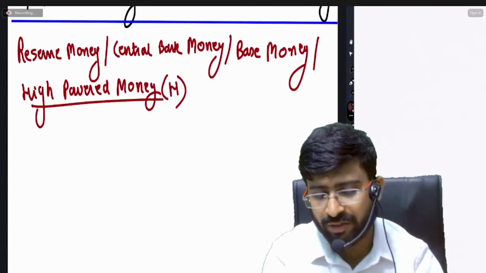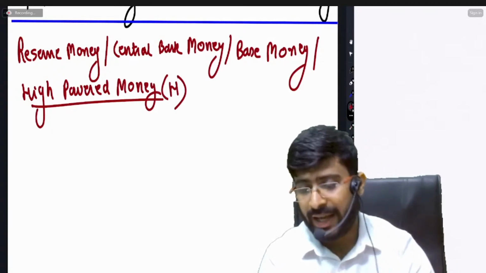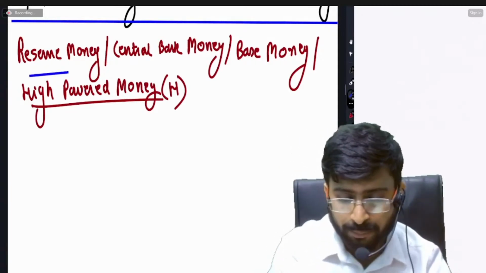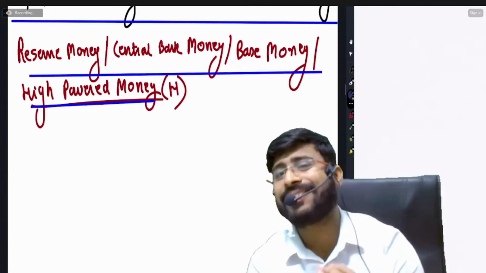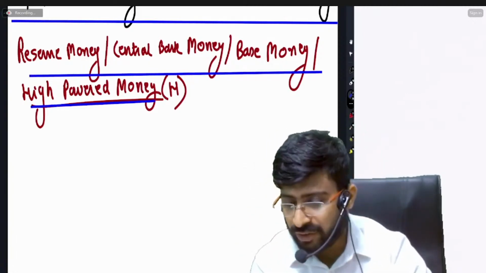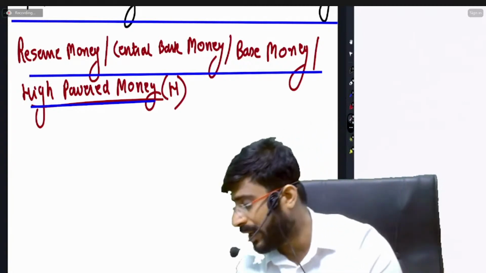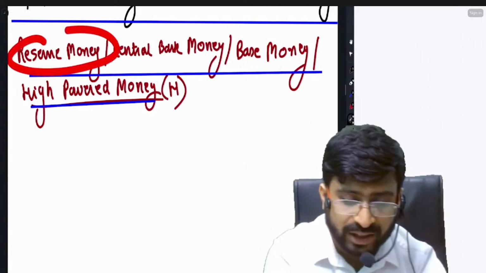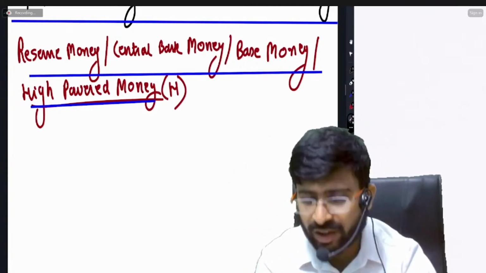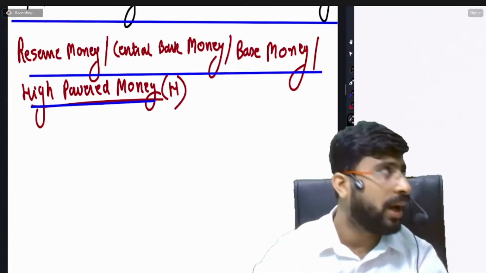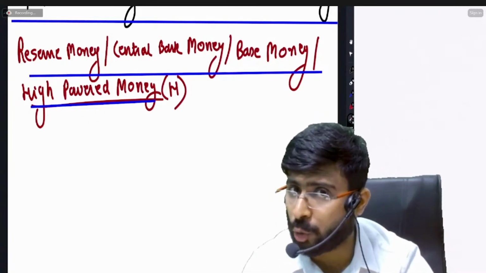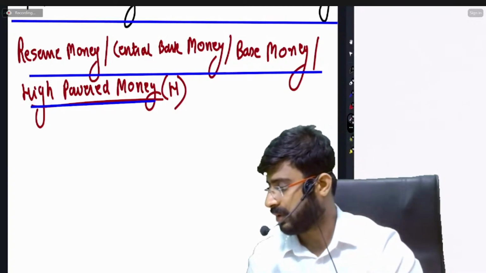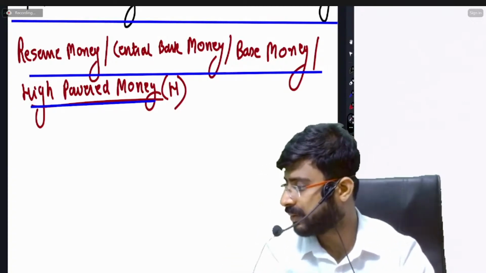By the way, there will come a formula where I will write H. H refers to high powered money. But sir, what is it exactly? That I will write. First, remember the different names. One MCQ question could be, reserve money, other name is? So it could be central bank money, base money, high powered money. Therefore you have to be extra careful in terms of what language you are using.